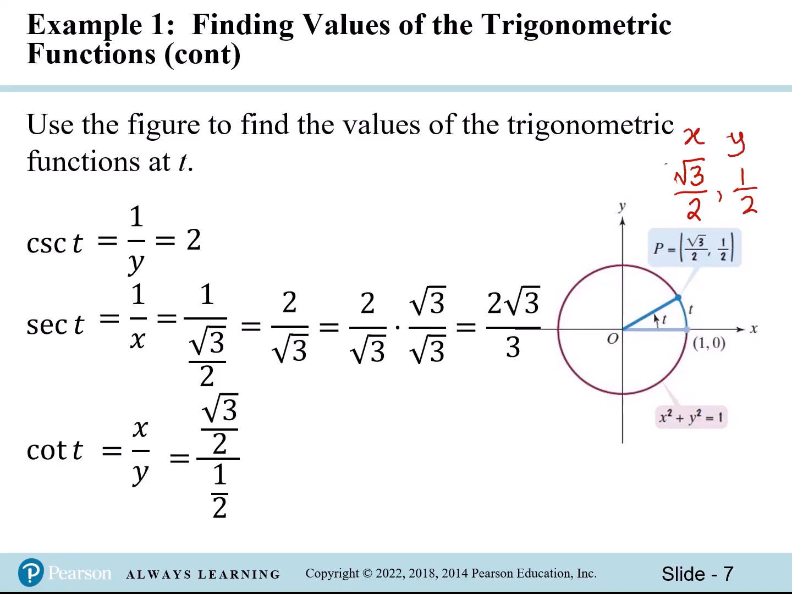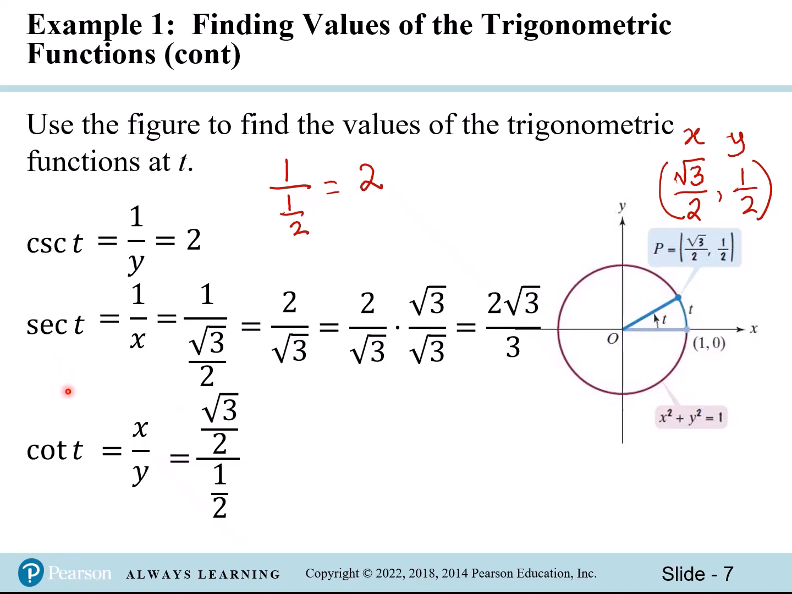Cosecant of t is 1 divided by y. Recall that sine was equal to y, so the reciprocal of that would be 1 over y. y has a value of 1/2, so 1 divided by 1/2 should give us a 2, and that's what they got here. Secant is the reciprocal of cosine.